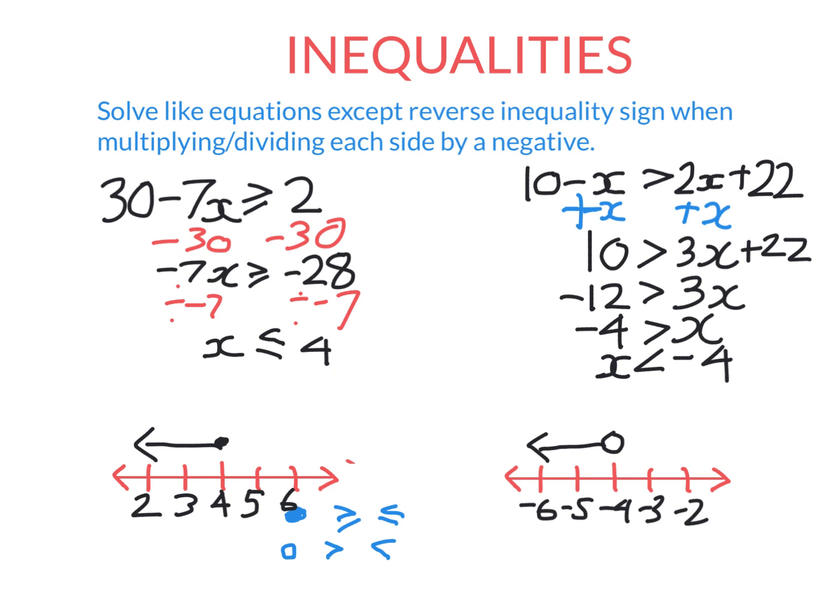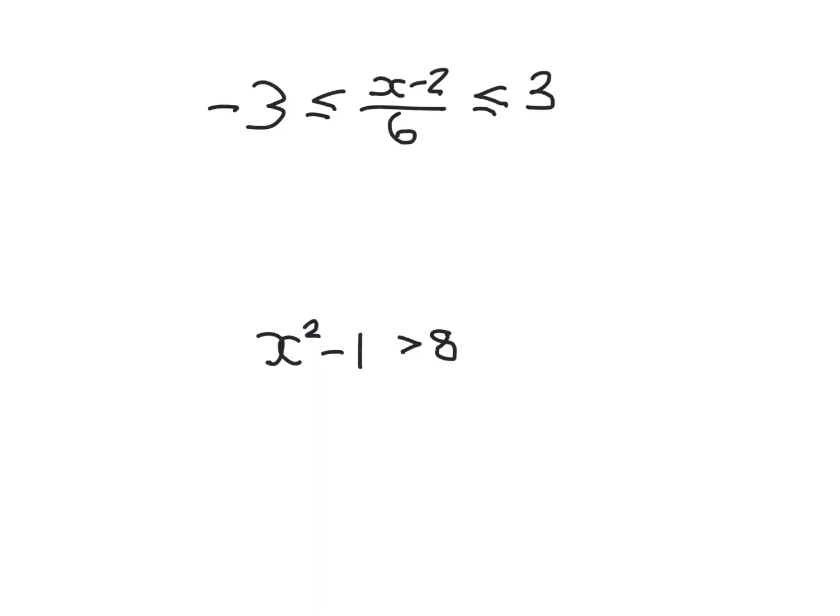All right, let's now look at a few harder inequalities. Here we have a nested inequality. We have two inequalities in one. Read this as x minus 2 over 6 is between and including negative 3 and 3. We'll follow the same sort of process. We're going to multiply everything here by 6. So I get negative 18 is less than or equal to x minus 2 is less than or equal to 18. x minus 2 is between negative 18 and 18.